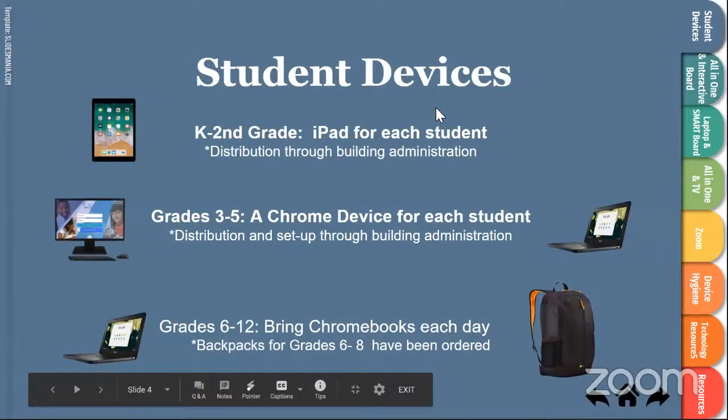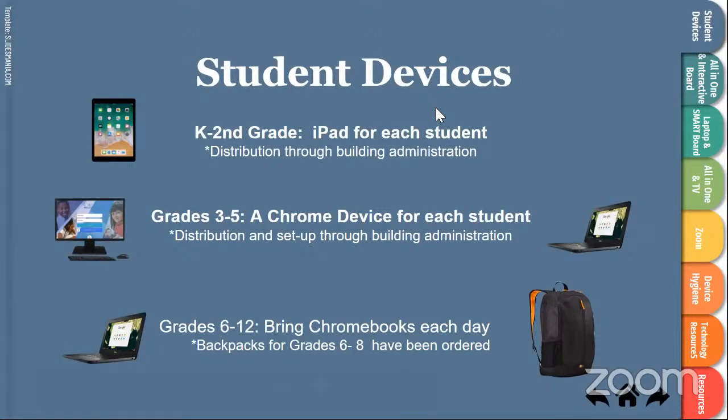First thing we're going to talk about are student devices. For students in kindergarten through second grade, we will supply an iPad for each student in the classroom. So the number of kids you have face-to-face in front of you should each be able to have an iPad to work on. This distribution will be done through your building's administration. Devices will be sent to the schools, and then the schools need to decide and distribute the correct number to each classroom.